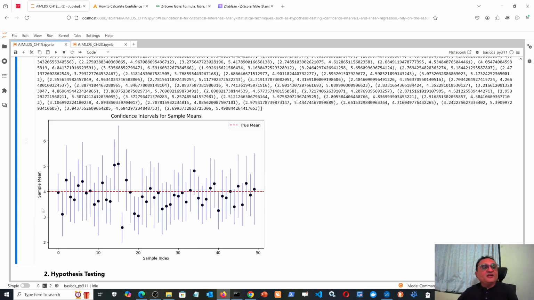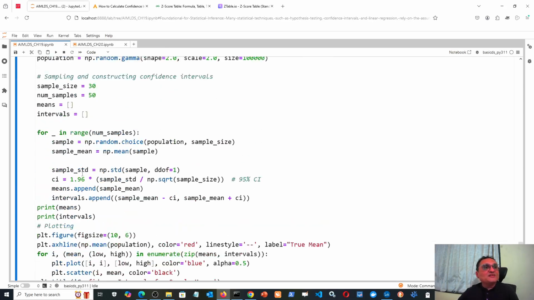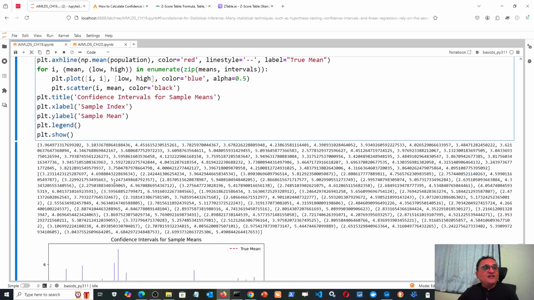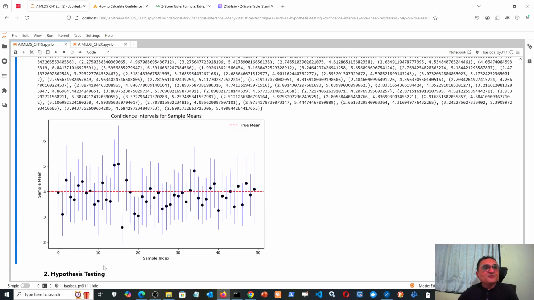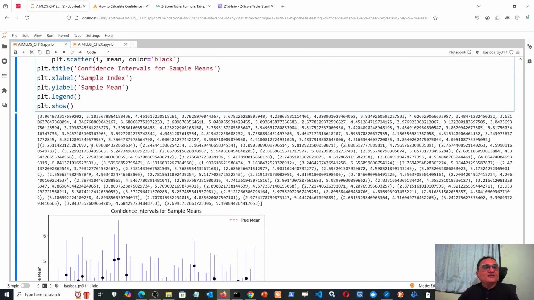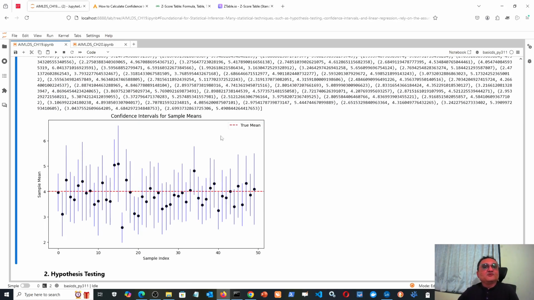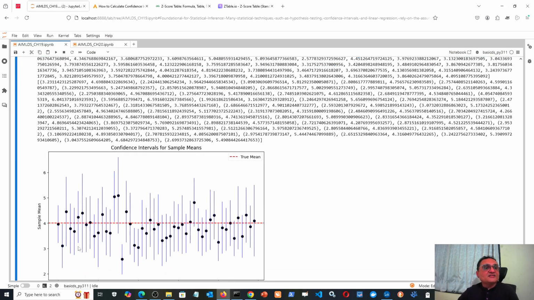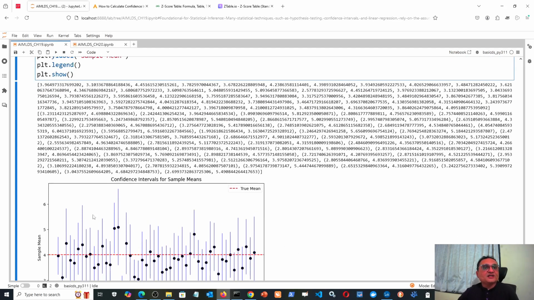But ultimately, these are the means for each sample. How many samples have I taken? 50. So I am finding the means for each sample. They are distributed in this manner, and then I find the mean of all means. Okay, and that comes out to be 4, I think, right? So that is this dotted line, the red colored dotted line. That is called the true mean.